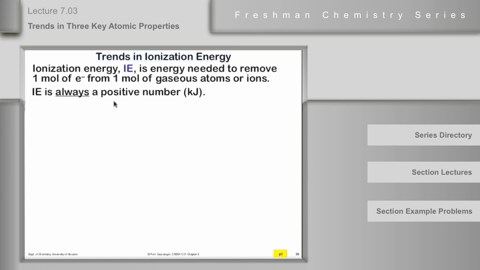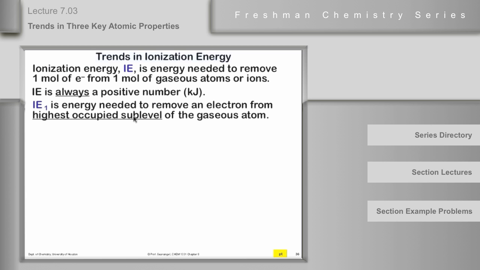The ionization energy, because of what I just said, is always a positive number. The process is always endothermic. And the first ionization energy is indicated by IE1, and it is the energy needed to remove the least tightly bound electron, the one in the highest occupied sublevel, from a gaseous atom. It has to be gaseous.